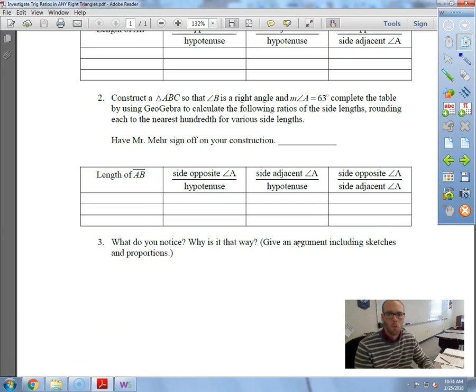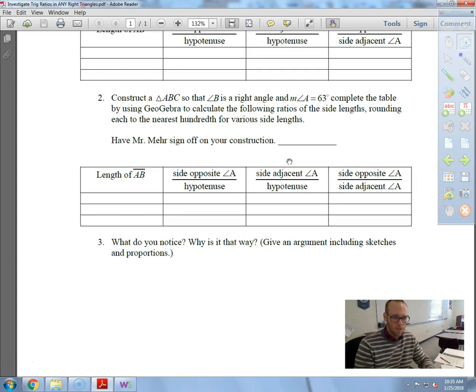What do you notice? Why is it that way? If you notice something, if you think a pattern is evolving here or something's going on, say what it is and then try to come up with an argument why. That argument probably should include some sketches and some proportions. That's how you're going to do that. So once this one's done, have that signed off by your substitute, and you should be good to go.